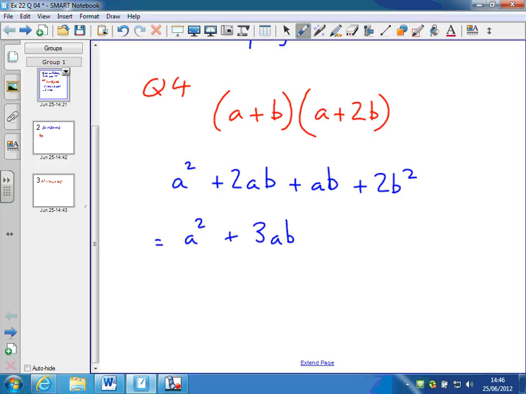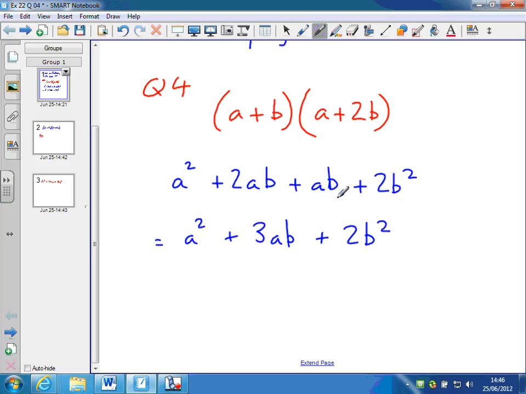And then finally, at the end, there's one term involving b squared, so 2b squared. To be able to add terms, they must be the same. In other words, the letters must be the same. ab, ab. It doesn't matter whether it's ab or ba, they're the same thing, but I can add them together.